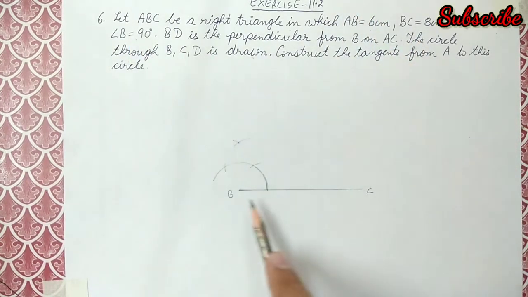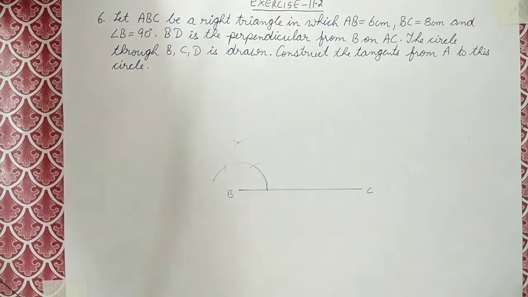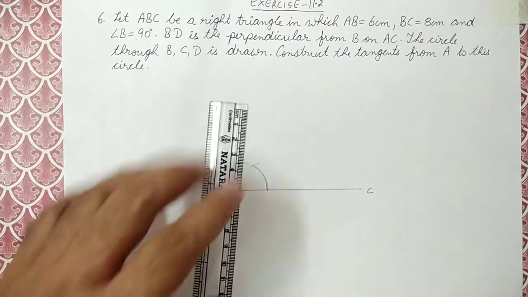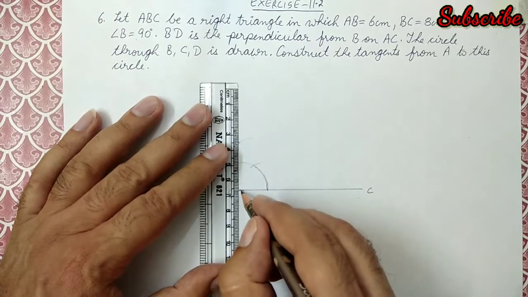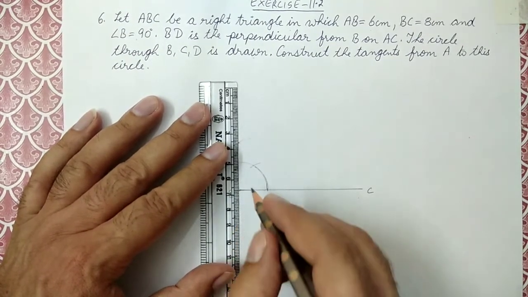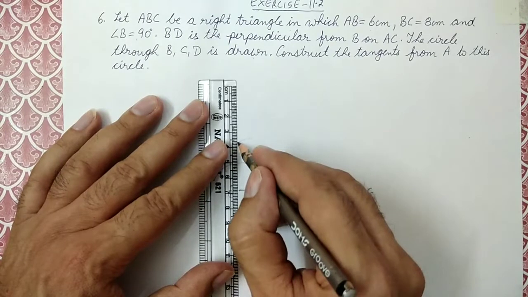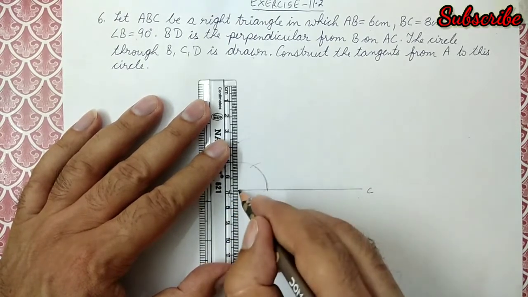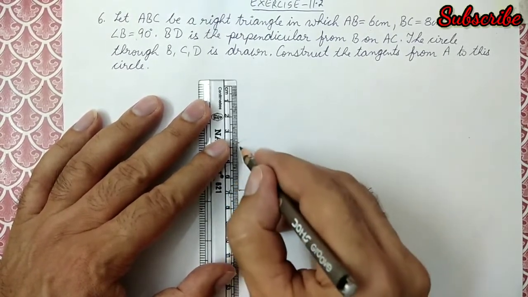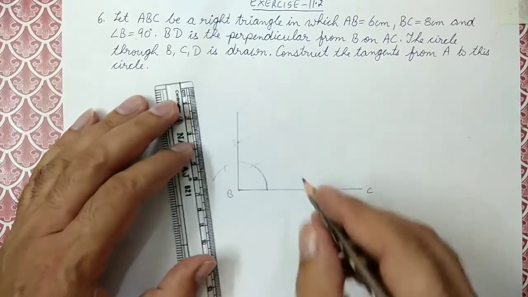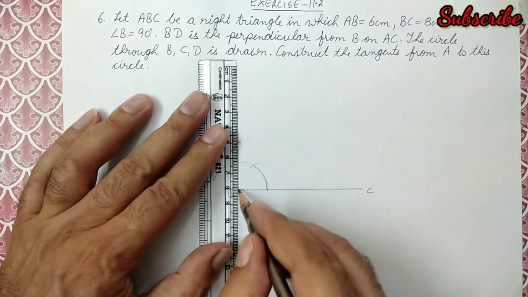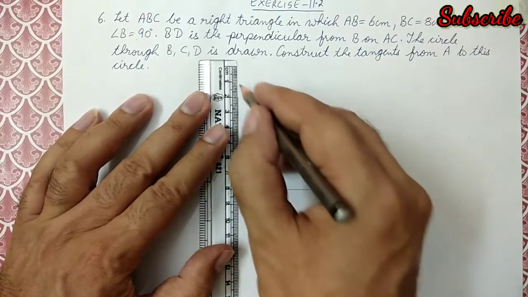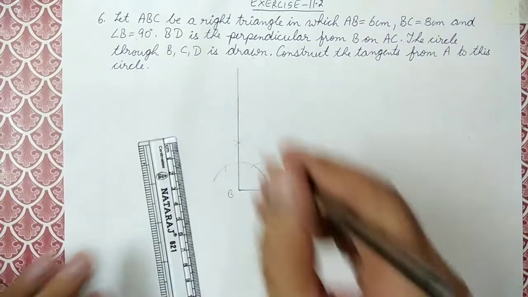So what I have done, I have already made BC equal to 8 centimeter, and I have drawn this angle of 90 degrees. I just draw this, and I just join the points. So drawing the 2 points, angle of 90 degrees. Then extend a little bit. Okay. Just mark an arrow here.